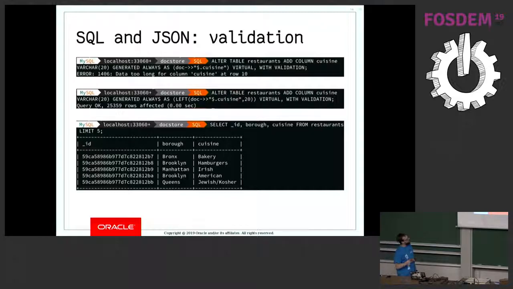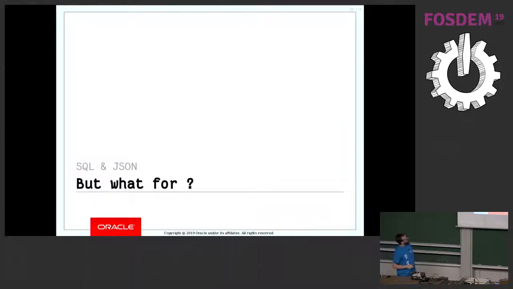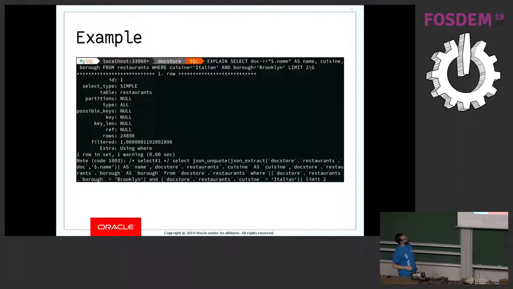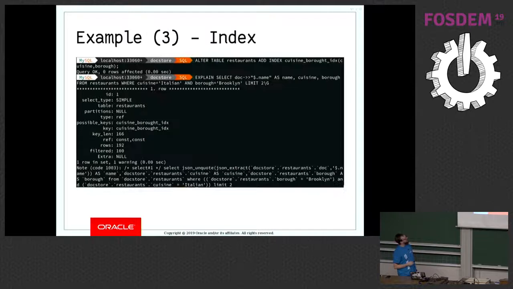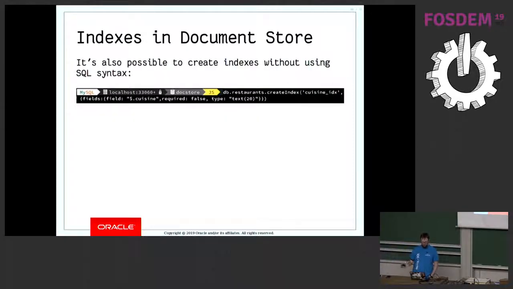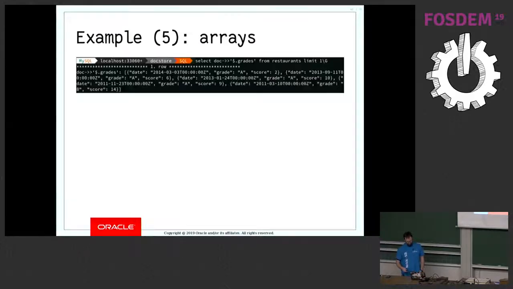The slides will be available. So what can we do with all that? All these indexes are also there to speed things up. For example, here we do a full scan of the table. When we create some indexes, we do the same queries and we use the index. So it's possible to do it inside the document store or outside. You can have this index to speed up everything, right?